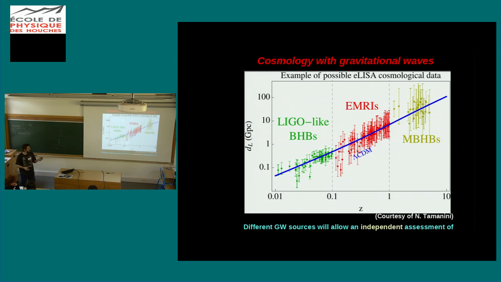For example, in the exercise that we did here, we consider the fact that the distance measurement is actually pretty poor. So you have to consider a big volume, so you have a lot of galaxies in your error box.